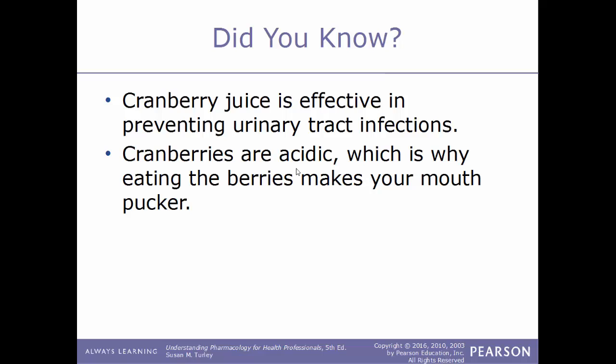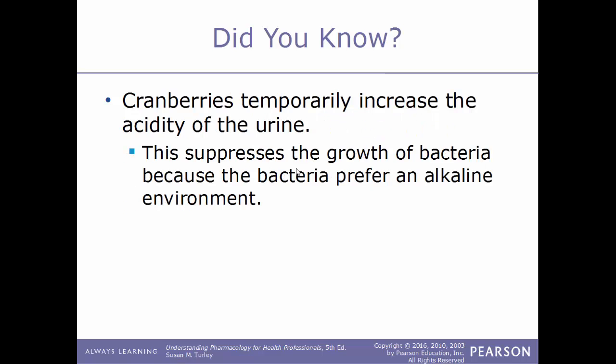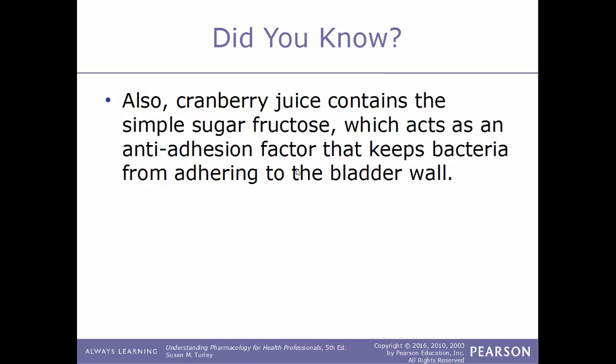A quick did you know? Cranberry juice is effective in preventing urinary tract infections. That's because the cranberries are acidic, which is why eating the berries makes your mouth pucker. Now, after you eat these, the cranberries will temporarily increase the acidity of your urine, and this will suppress the growth of bacteria because the bacteria would prefer an alkaline or basic environment, not acidic. Also, cranberry juice contains the simple sugar fructose, which acts as an anti-adhesion factor that helps keep bacteria from adhering to the bladder wall. So if they can't stick to the inside of the bladder, then they can't make you sick.